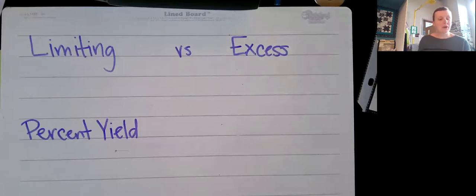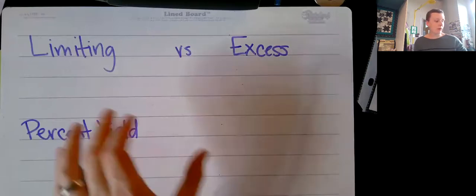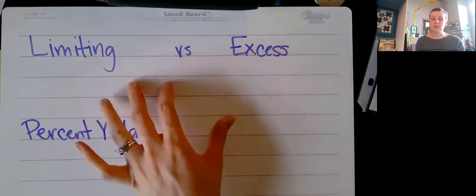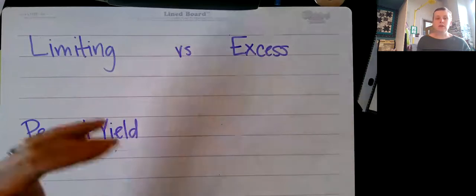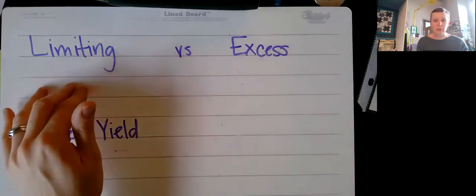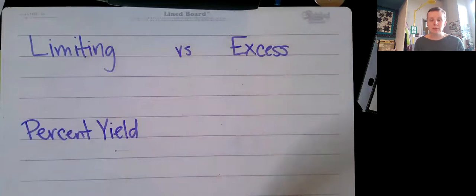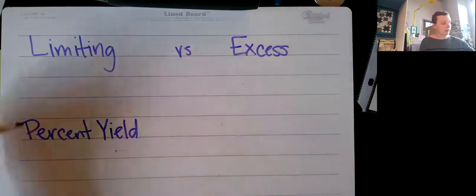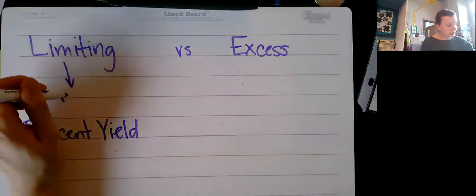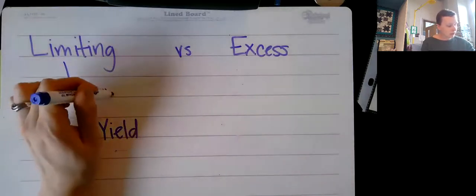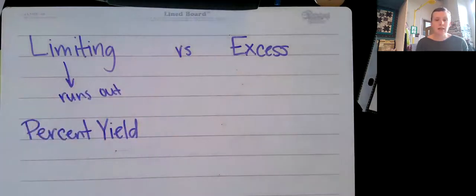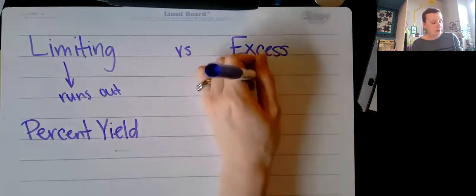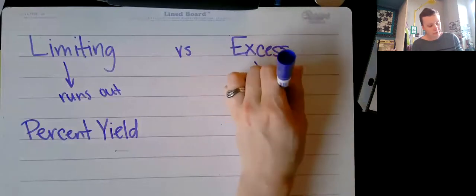Okay, so first, what is the difference between a limiting and an excess reactant? So we're always talking about reactants with these two words, limiting reactant, excess reactant. Remember, limiting is limiting how much product we can make. And the reason why it limits how much product we can make is because it runs out. So limiting reactant is the one that gets used up. It runs out in the reaction. You can say it's the reactant that limits the amount of product you can make. That's absolutely true. Excess is the one that has leftovers.